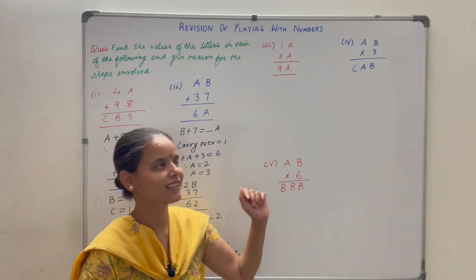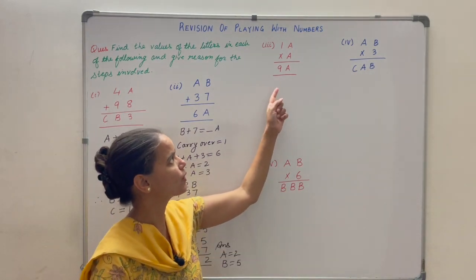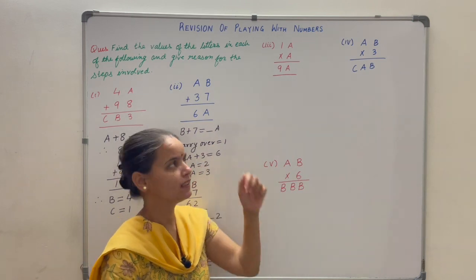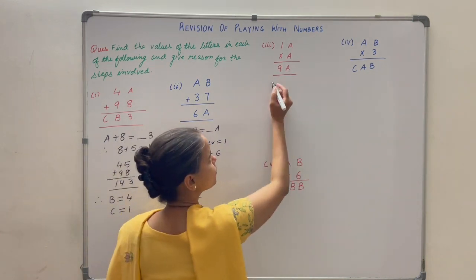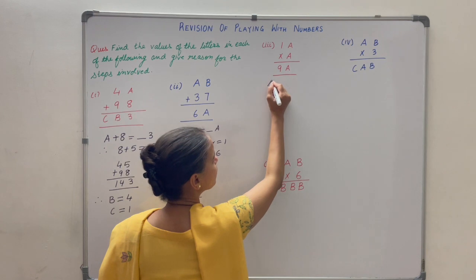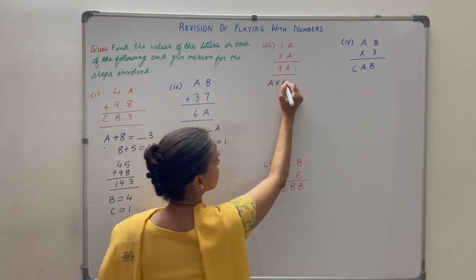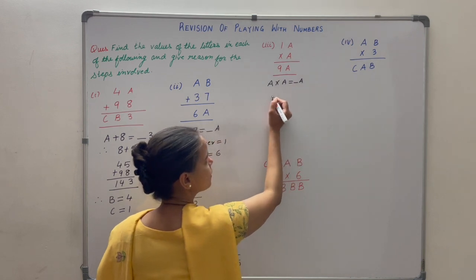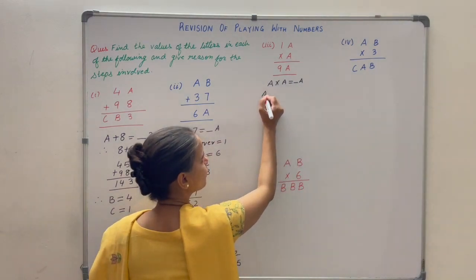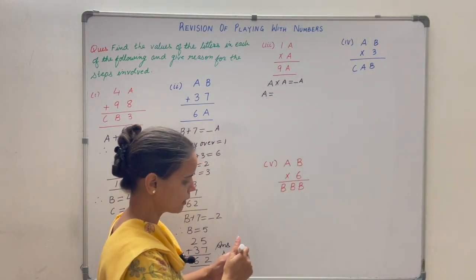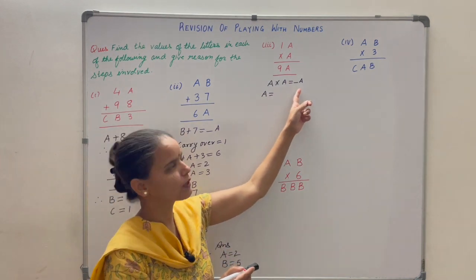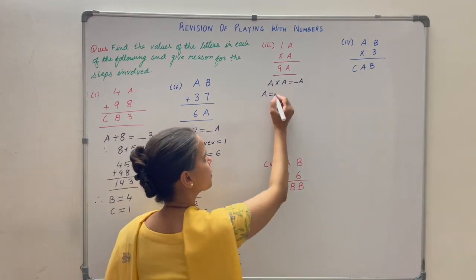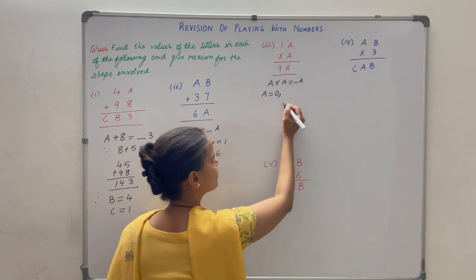Let us now take the next question. 1A into A should give you 9A. That means A into A should give you A in the units place. So what could be the possibilities for A here? When you multiply 0 into 0, you get 0 in the units place. So one possibility is 0.